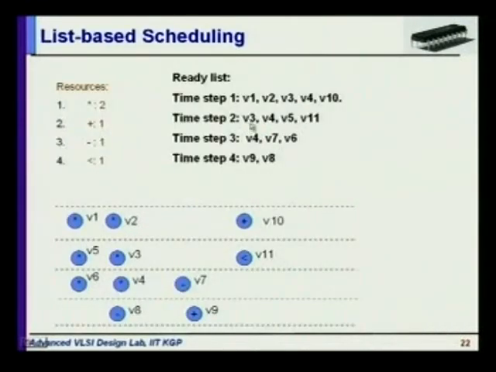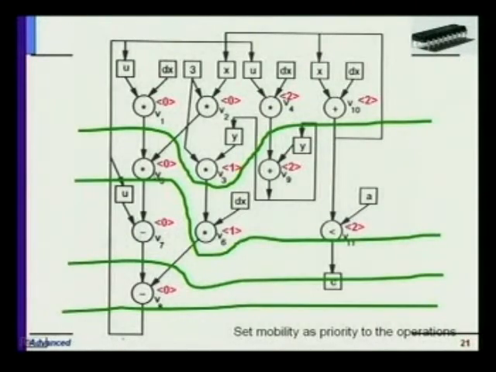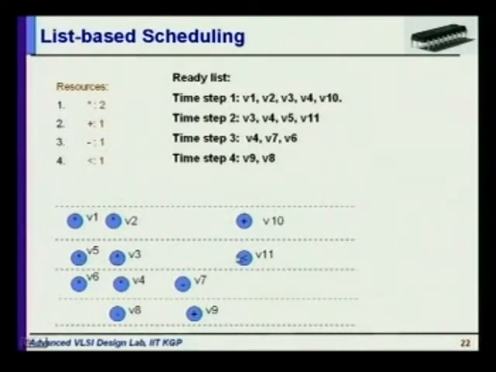So now your ready list is this. In the same way, you again have multiplications V3, V4 and V5. Among them you select two multiplications, those with mobility 0 and 1, and not this one. So you schedule V5 and V3, and V11. This way, in each iteration you construct your ready list, and depending upon the resources you decide which operations to schedule according to your priority rules. This is basically list based scheduling.